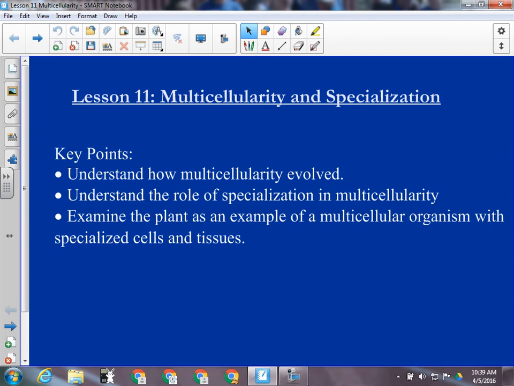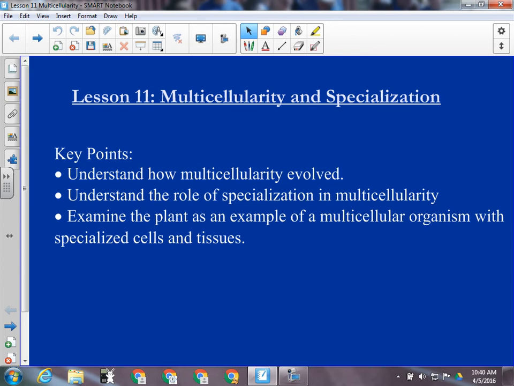How many people know how natural selection and evolution work? Okay, so just a quick review here. Evolution and natural selection are not the same thing. A lot of people confuse them as the same thing. Natural selection is the mechanism through which evolution happens. Natural selection is the thing that selects a certain trait or a genetic trait that you might have.